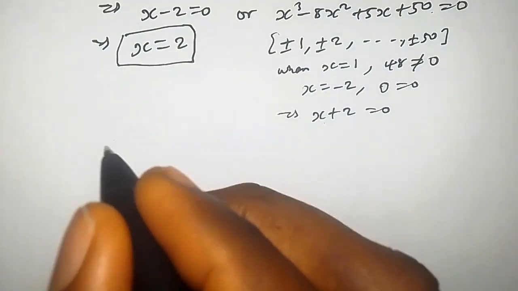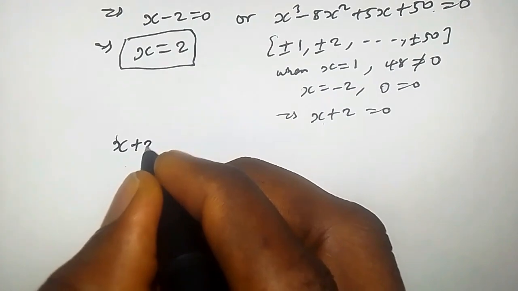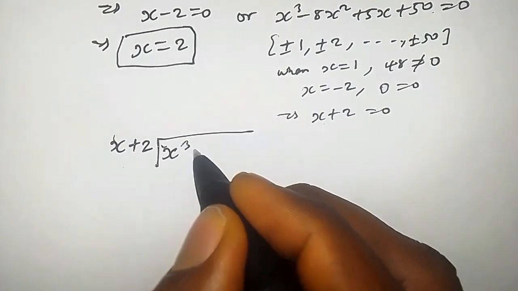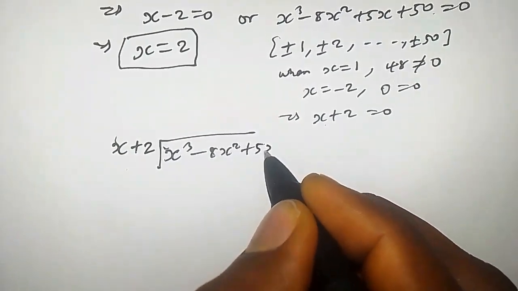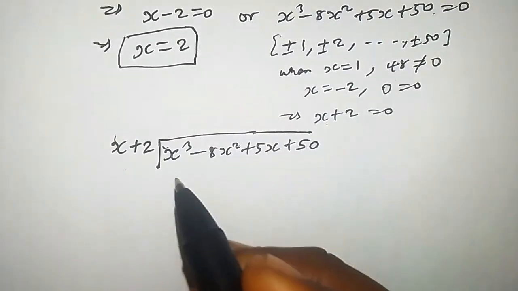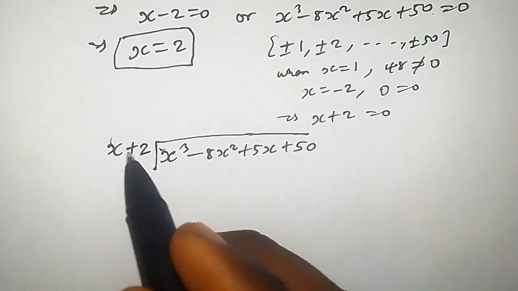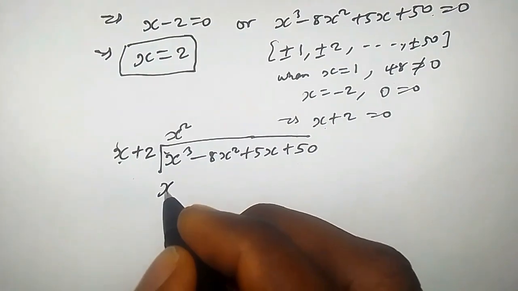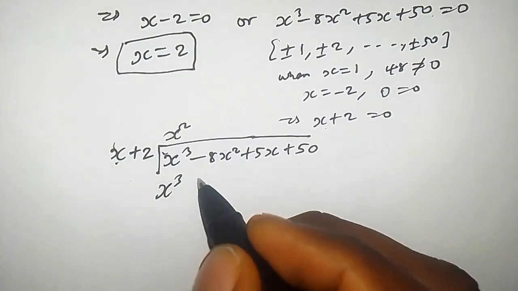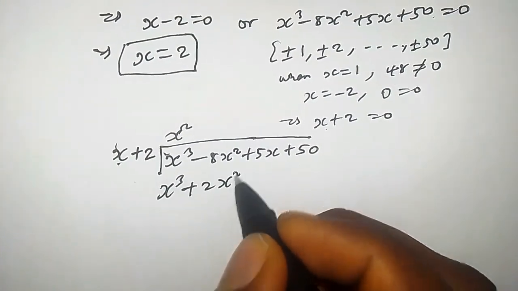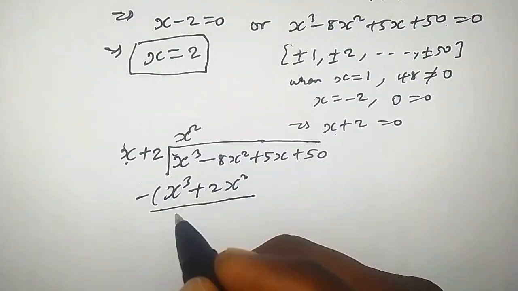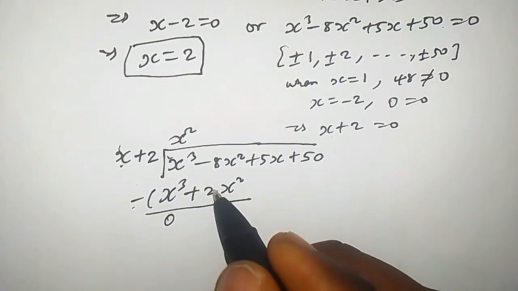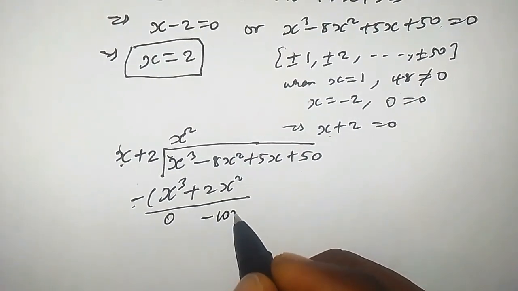Like we did earlier, we're going to have x plus 2, which is our divisor, and we have our polynomial x cubed minus 8x squared plus 5x plus 50. So let's do the division. x cubed over x, that is x squared. So x times x squared, we have x cubed. 2 times x squared, that is 2x squared. So when you do the subtraction, this gives 0. That will be minus 8x squared minus 2x squared, which is minus 10x squared.